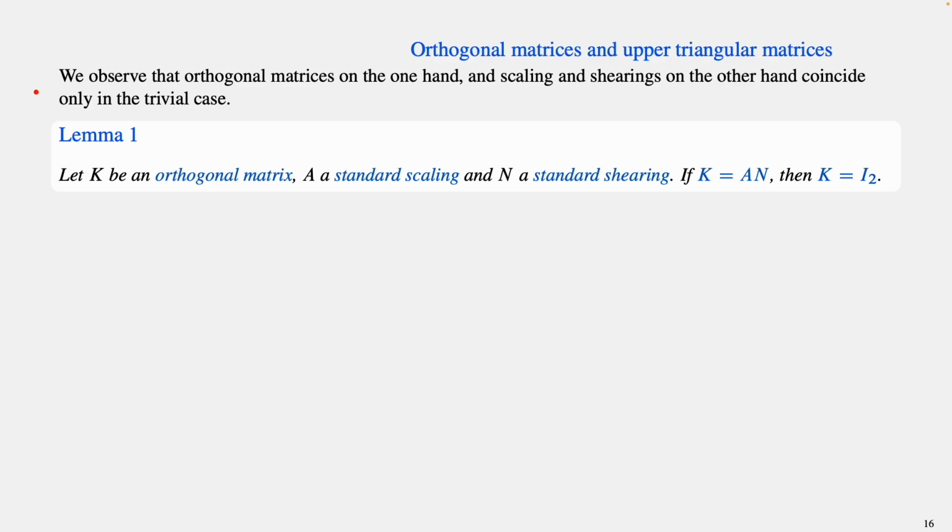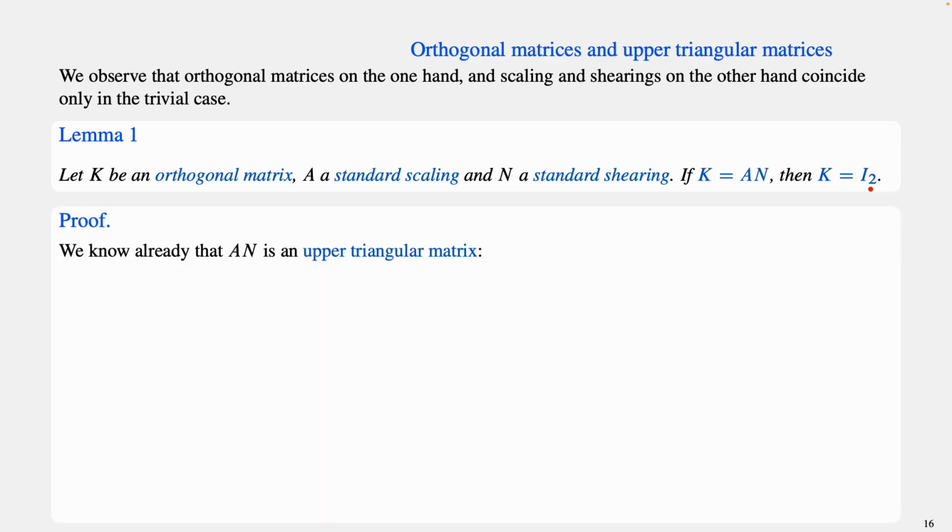Now, if we have a matrix that is both orthogonal and upper triangular, then it has to be the identity matrix. So this is what I meant when I said that orthogonal transformations and upper triangular matrices are complementary to one another. So you can't have something that is both unless it's the identity matrix. More precisely, consider lemma 1 here. If K is an orthogonal matrix, A is a standard scaling, and N a standard shearing, then if K is in fact equal to the product AN, then K has to be the identity matrix.